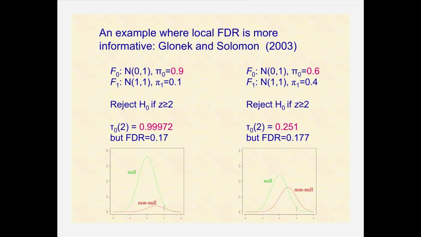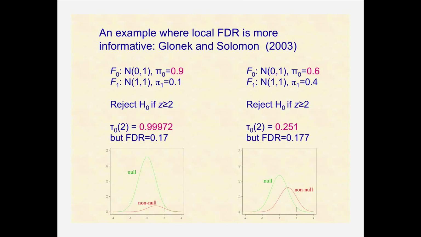Now, if you work out, so here are the two densities weighted by their prior probabilities. Tau sub 0 of 2, this is the local false discovery rate. So you can be pretty confident that a gene with the value 2 is not differentially expressed. But the false discovery rate, which is concerned about the proportion of the genes that are wrong, the false positives, I should say, is 0.17.